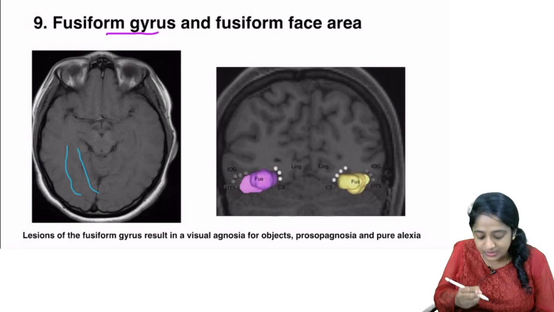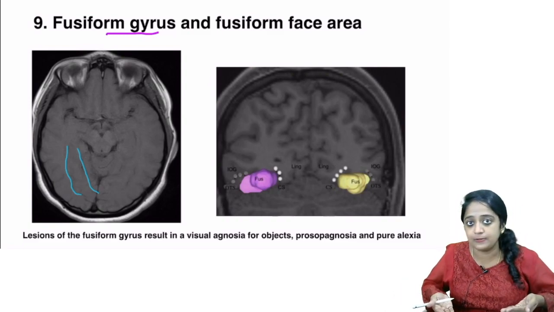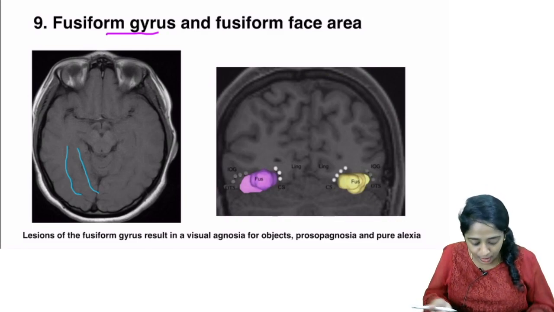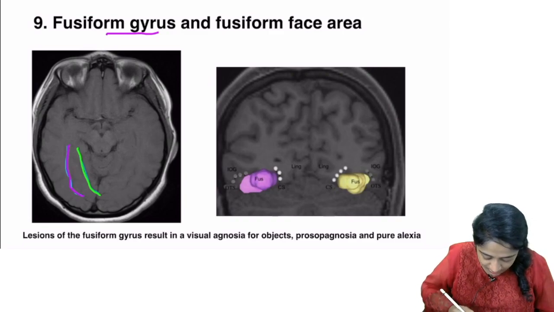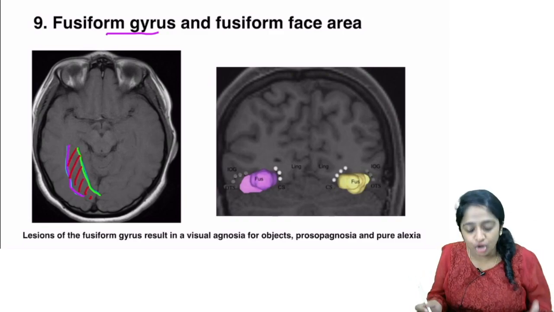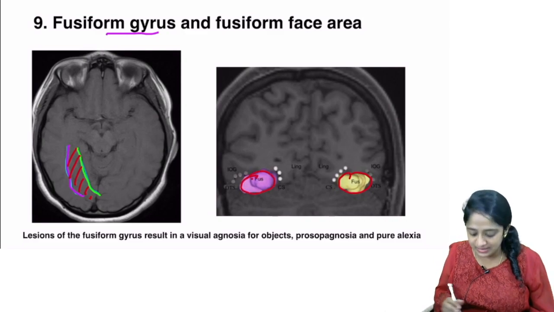Okay, so how will you see it on the brain? On axial sections, you have to go towards the base of the brain, occipital and temporal lobe. Medially you have the collateral sulcus, laterally you have the occipitotemporal sulcus. In between, again on coronal section also, it is occupying the most posterior aspect. You can see this area.